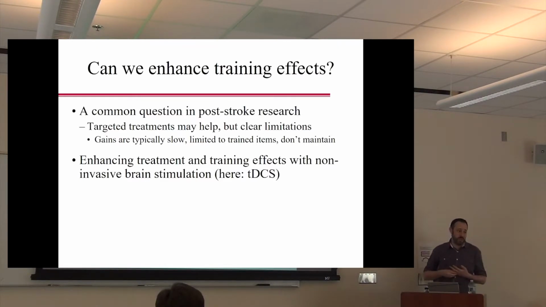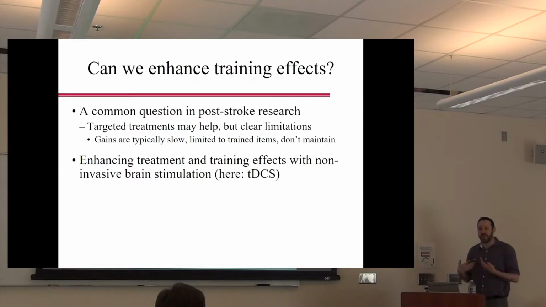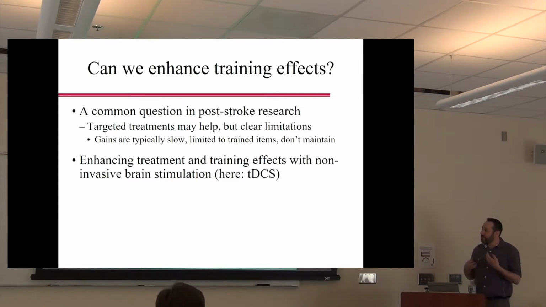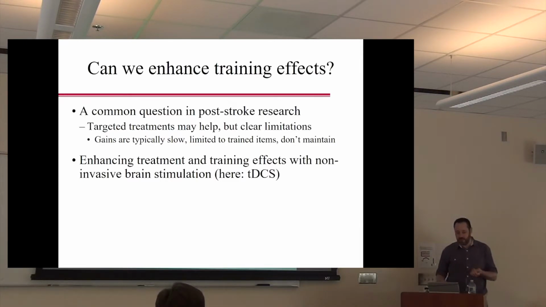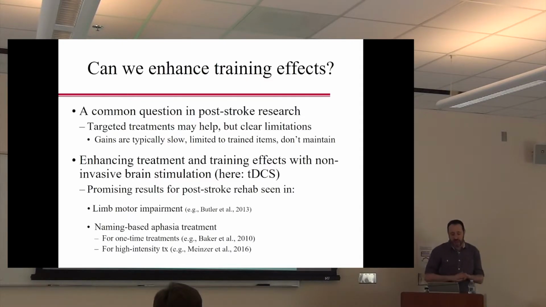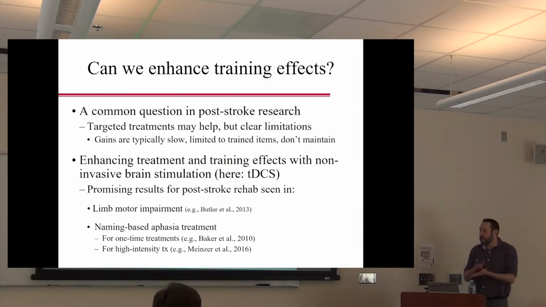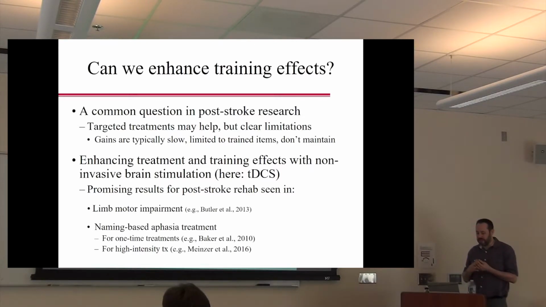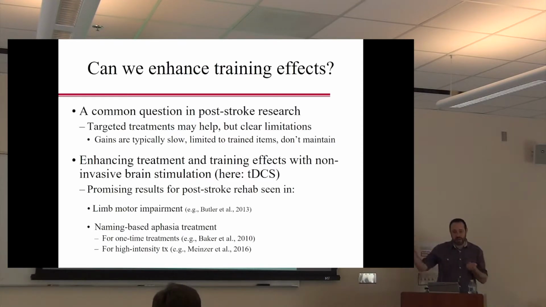So the idea here is that we would try to help encourage learning and better treatment effects in individuals post-stroke using brain stimulation. And part of why this has been an area people look is that there's been somewhat promising results for post-stroke rehab in both limb motor impairment, so individuals who have hemiplegia or mild hemiplegias who are learning to reuse their limbs, as well as aphasia treatment, especially naming-based aphasia treatment, where this has been looked at for a while, and these are just a couple of examples of a growing literature.